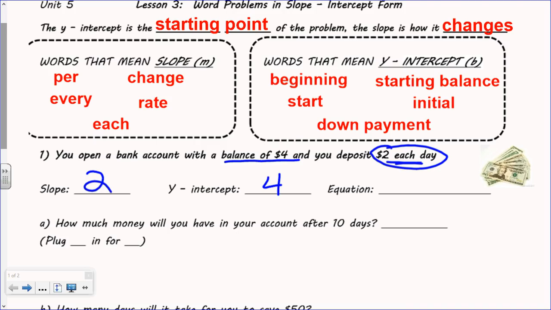So again, once we know our slope and our y-intercept, then we write an equation. So we got y equals 2x plus 4. Okay, so that's the first step. Being able to identify what we've got going on.